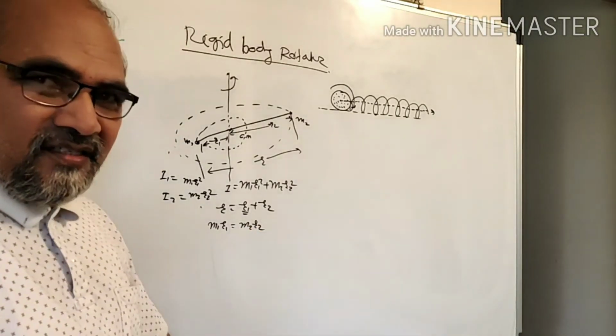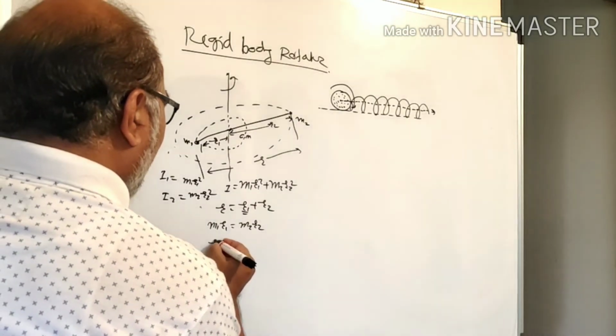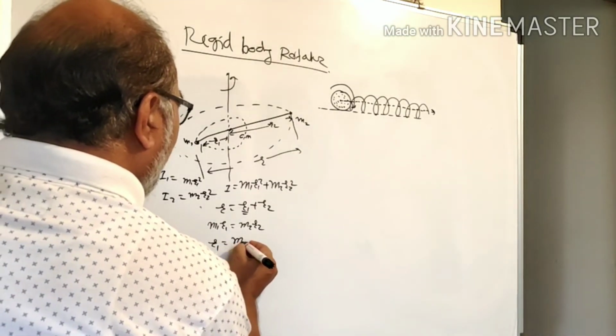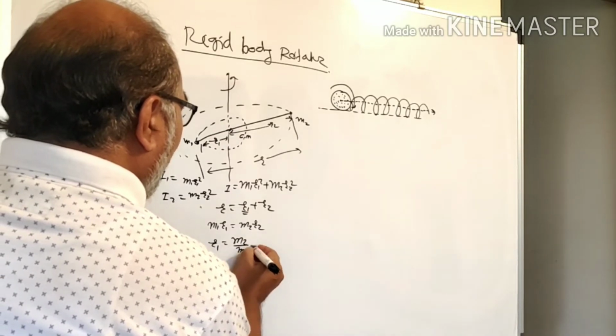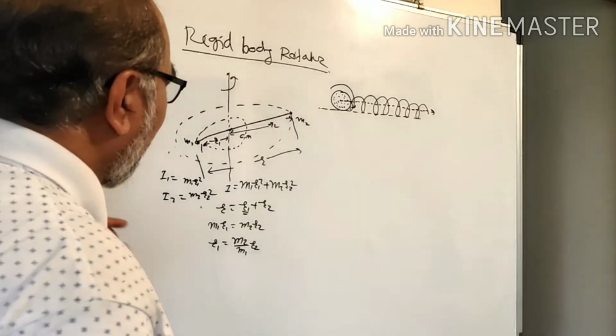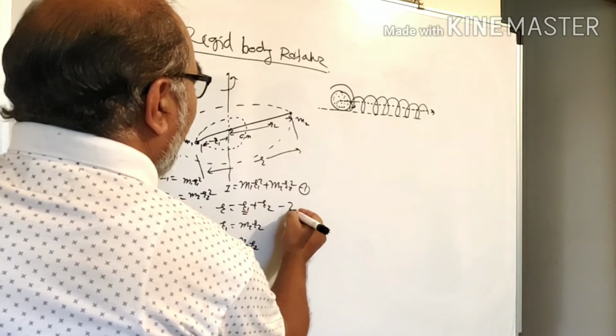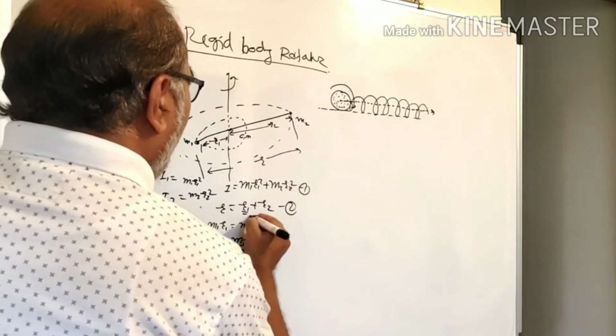m1 r1 is equal to m2 r2. From this equation you find the value of r1. So r1 is equal to m2 divided by m1 into r2. Okay, put this value of r1 here, in equation 2.